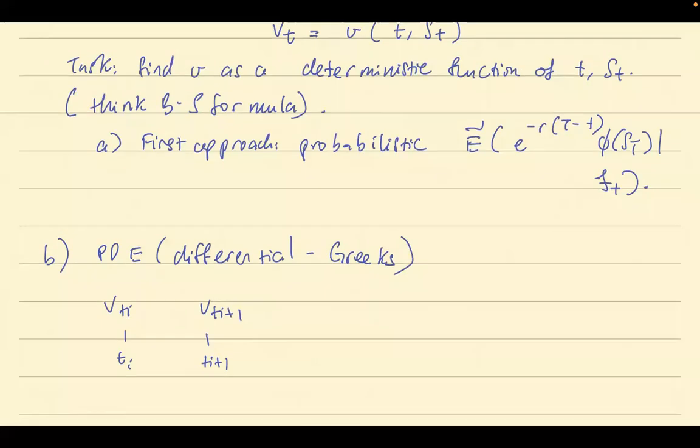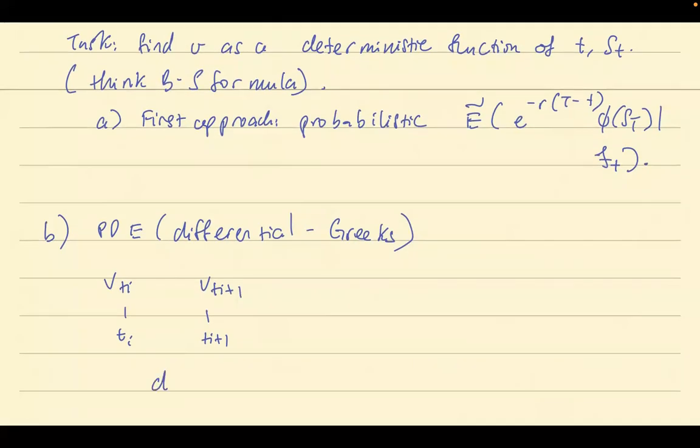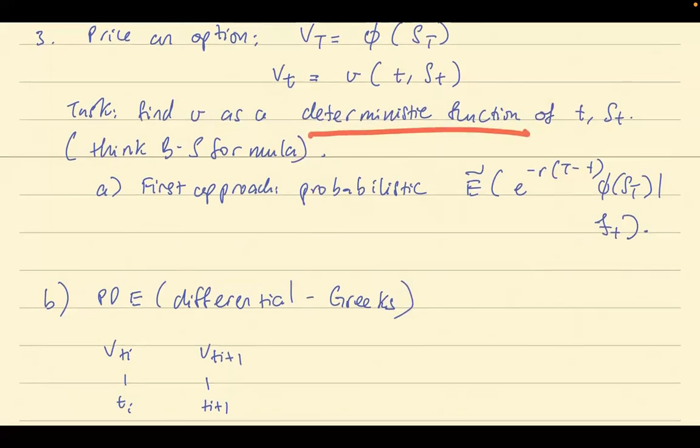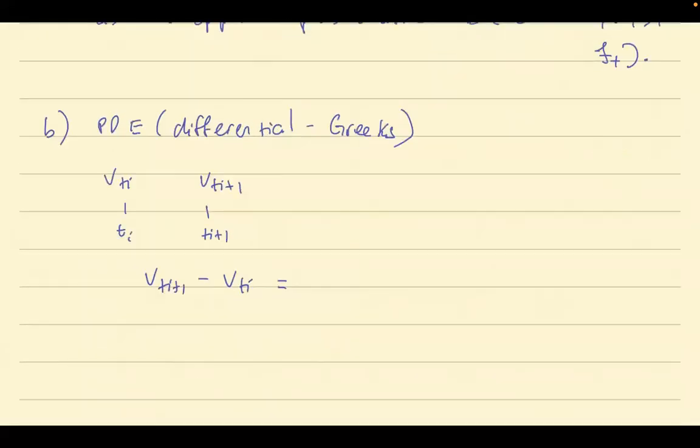But you will see that it's the same thing. In other words, V(t_{i+1}, S_{t_{i+1}}) minus V(t_i, S_{t_i}) must be equal to, because the whole point of pricing is that the option value is a deterministic function. We don't know what that is, maybe, but we can still represent it abstractly as the letter V of t and S_t. In other words, I can still plug in.